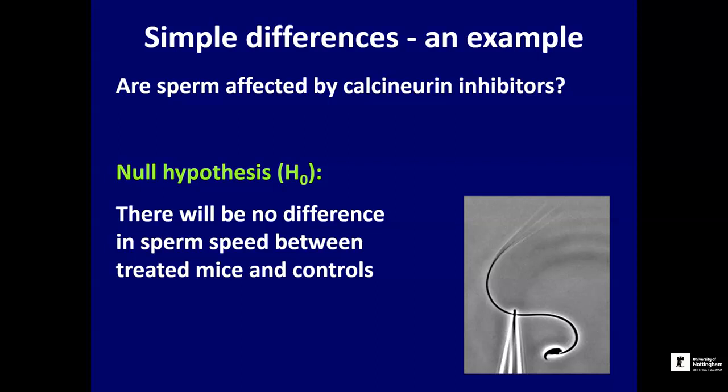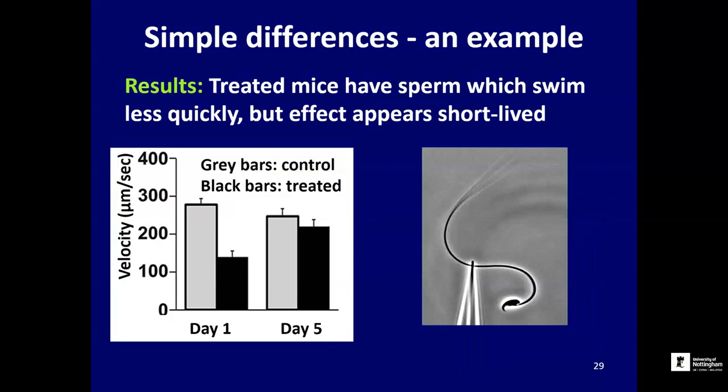The null hypothesis here is that there's going to be no difference in the sperm swimming speed between the treated mice and the control mice. Pretty straightforward. We're going to collect some data and we're going to challenge that null hypothesis with the objective, if you like, of finding enough evidence to be able to reject the null hypothesis, which might lead us to conclude that we have a potential contraceptive.